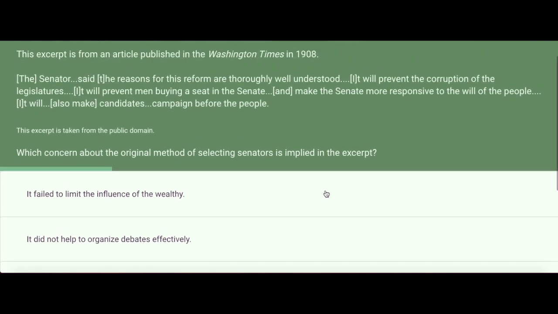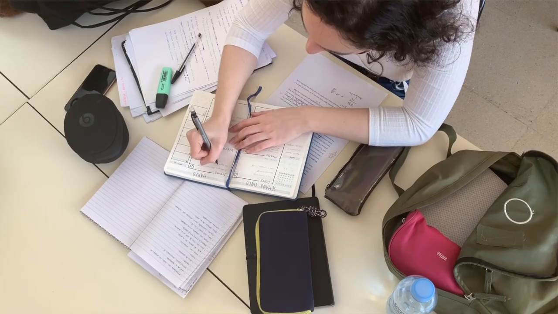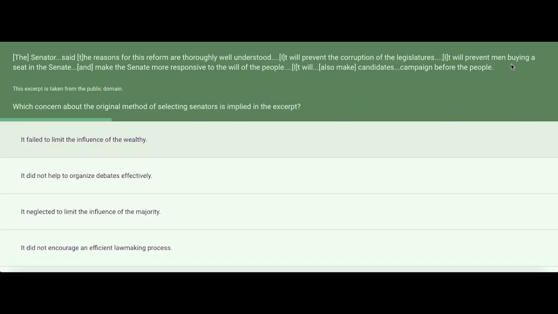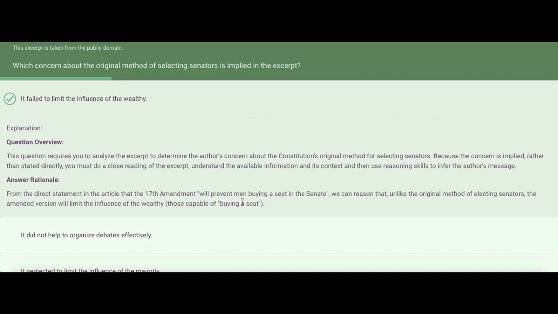So if you'd like to, you could pause the video now, try to figure this question out. So whenever you get a question where multiple answers seem like they could be right, pick the answer choice that seems like it's most right. One awesome strategy is what I call the power words method. The trick is to pay attention to words in the passage that are related to words in the answer choices. So I want you to note that connection between the word buying in the passage and the word wealthy down here in the answer choices. That helps cue us into the fact that the correct answer is A. It failed to limit the influence of the wealthy. So let's see what happens. If I submit that, that is the correct answer. And here's the answer rationale.